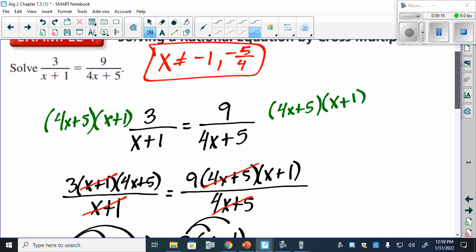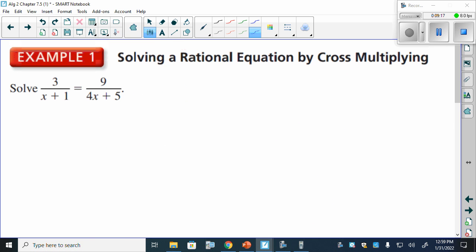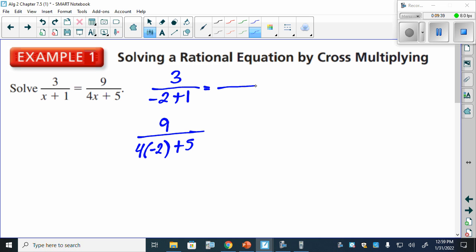Now, if we wanted to check our answer of negative 2, we could do that by plugging it back into the original equation. So we have 3 over negative 2 plus 1, and we have 9 over 4 times negative 2 plus 5. And if both of these expressions give us the exact same answer, then we got the correct answer of negative 2. So for the first one here, negative 2 plus 1 is negative 1, and 3 divided by negative 1 is negative 3.